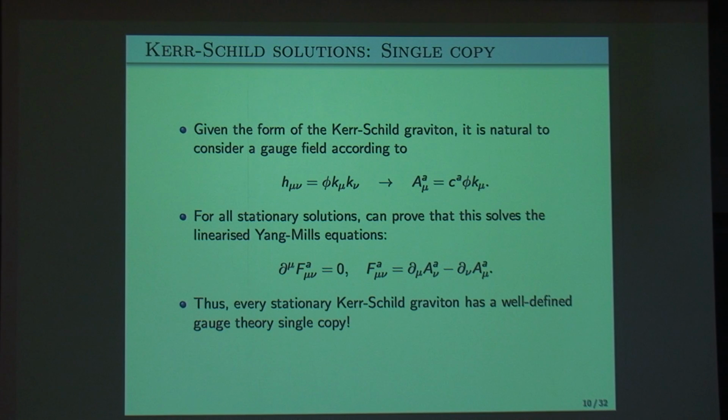Now, what we were able to prove is that for all stationary solutions, so those not depending explicitly on the time, this gauge field thus defined from these Kerr-Schild metrics solves the linearized Yang-Mills equations. So in other words, these equations here, where this is the field strength tensor that one would get in an abelian theory rather than a non-abelian one. Now, it's perhaps not surprising that this thing satisfies the linear equations, because we started with something on the gravity side that also linearized the field equations. But what this tells us anyway, at least in principle, is that every stationary Kerr-Schild graviton has a well-defined gauge theory single copy. So this field is a proper gauge field, meaning that it satisfies the Yang-Mills equations.